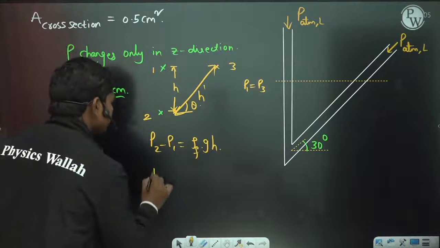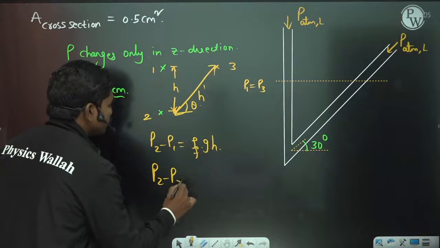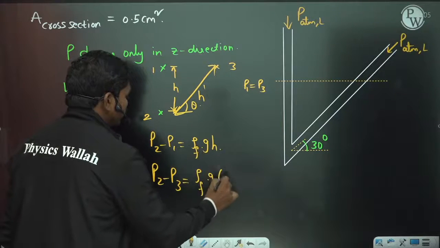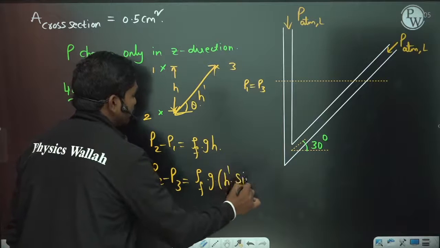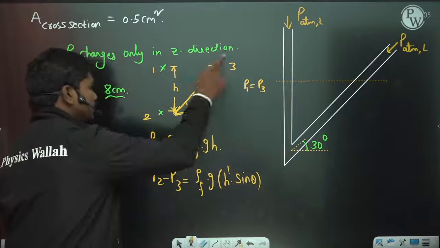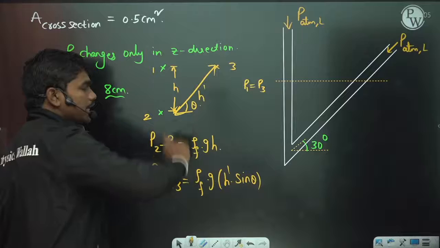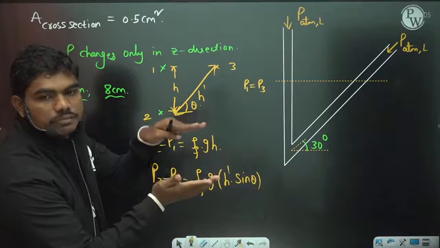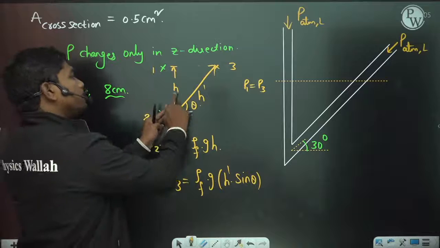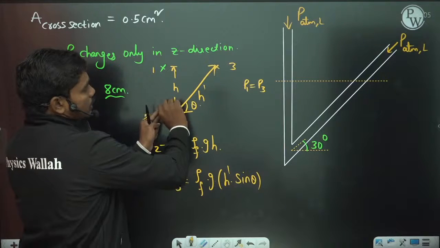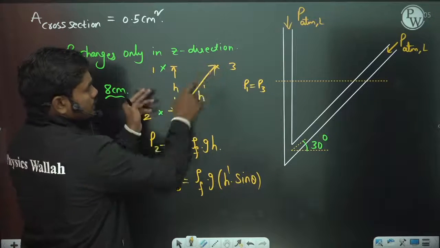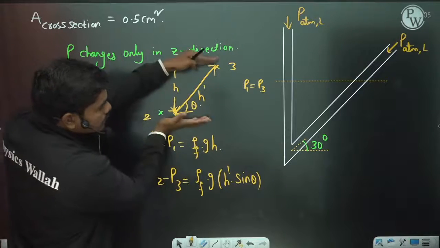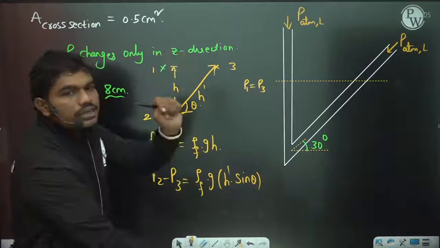But how is P2 minus P3 calculated? P2 minus P3 is calculated with this value, rho fluid g times h dash sin theta, if this angle is theta, because if this is h dash, this vertical difference is h dash sin theta, and pressure difference only depends upon the vertical separation between the points. So even though this point 3 got deflected towards the right, this slant length doesn't matter. The only thing that matters for the pressure difference is the vertical separation between these two.